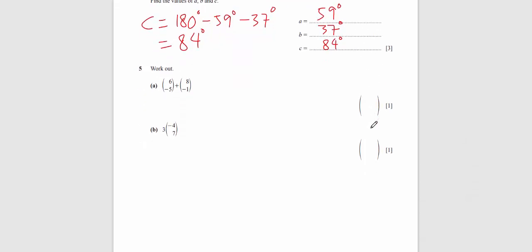And then number 5, we have a matrix question. So for matrices, you should know that if we have 6 and -5 plus 8 and -1, we add the top ones together. The top one will be 6 plus 8 is 14. And then the bottom one is -5 plus -1, which is -6. And then for B it is multiplication, so we times the 3 with -4 and then the 3 with 7. So we have -12 and 21.